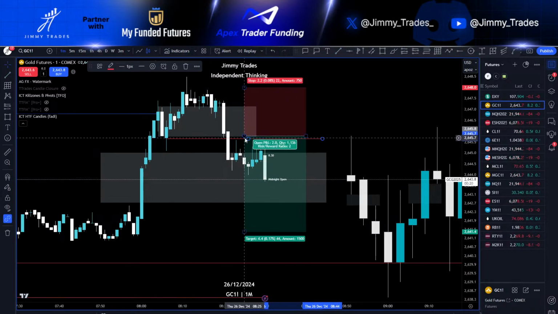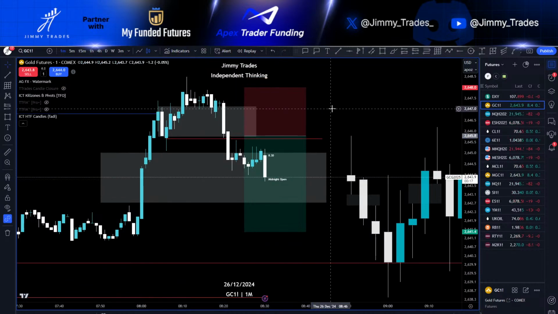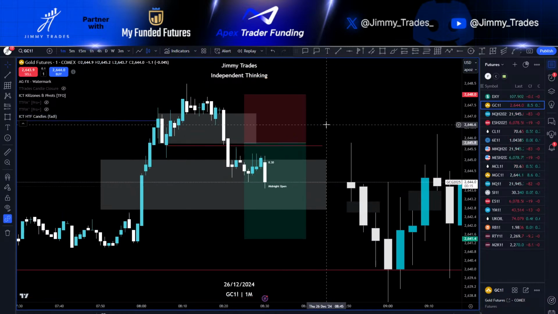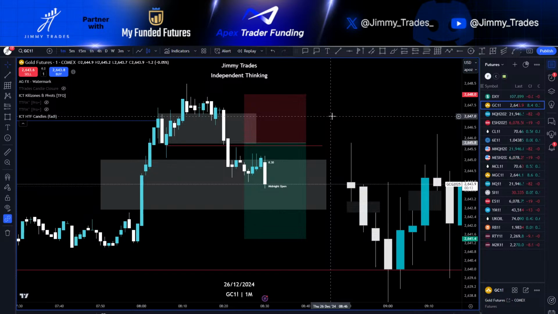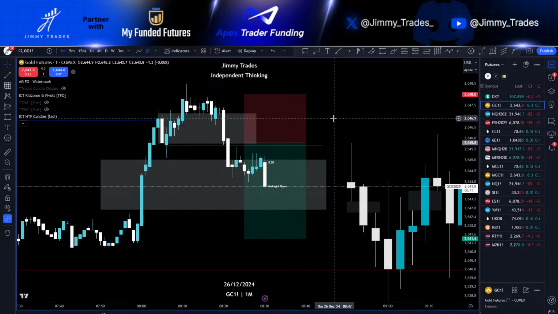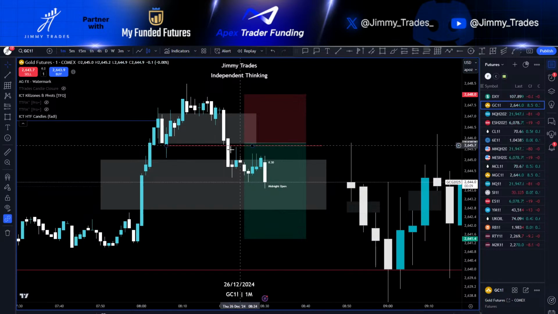I'll front run gold, and then same with oil. With NQ, it might be 1 point, so 4 ticks. I'll front run the breaker.